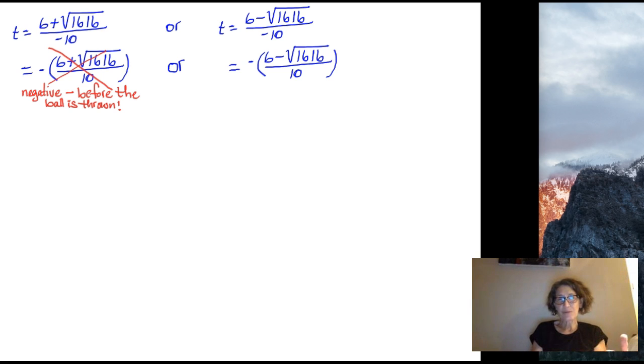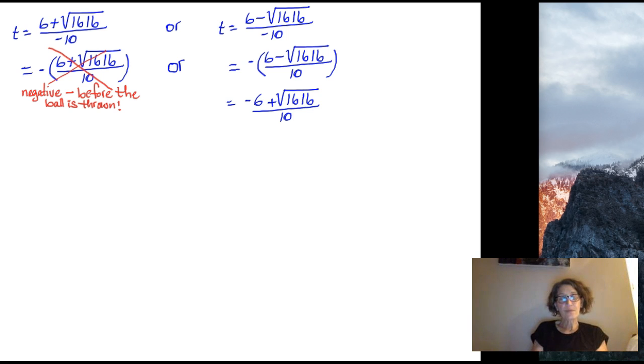But let's simplify it a little bit so that putting it into the calculator is not messy. So since there's a minus sign out in front of the parentheses, I can just distribute that minus sign in the numerator. I can just leave the denominator positive. And so I really get in the numerator a negative 6 plus the square root of 1,616 over positive 10. Okay? And so this is easier to put into a calculator.